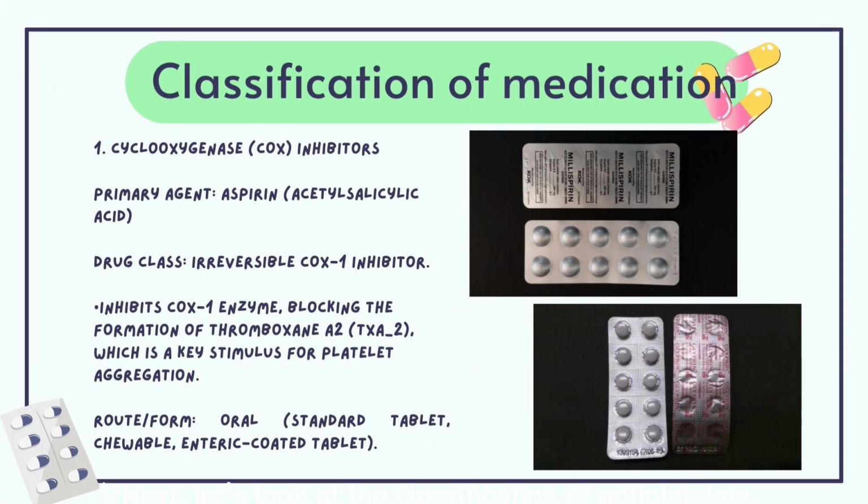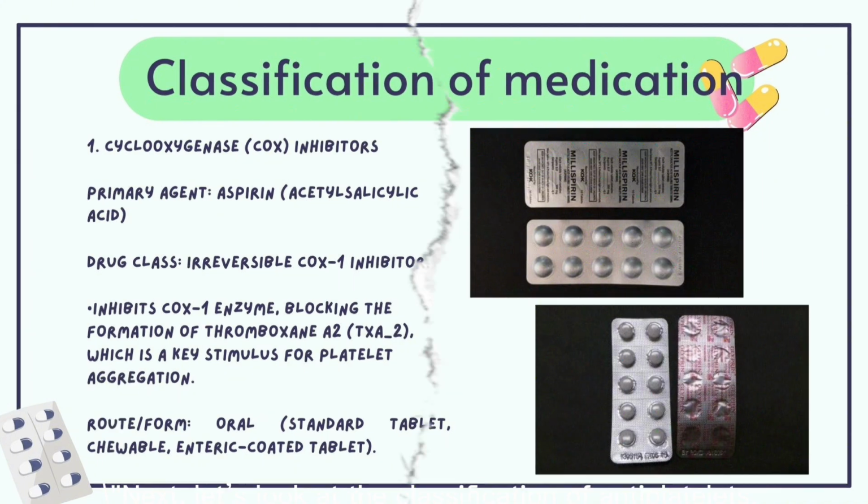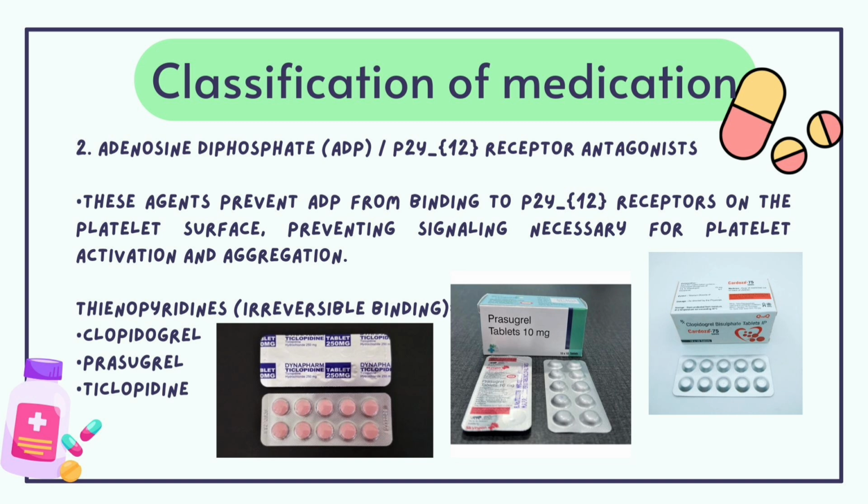Next, let's look at the classification of antiplatelets. The first class is cyclooxygenase inhibitors. The main agent here is aspirin. It irreversibly inhibits the COX-1 enzyme, which blocks the synthesis of thromboxane A2, a major stimulus for platelet aggregation. It is administered orally. The second class is ADP P2Y12 receptor antagonists.